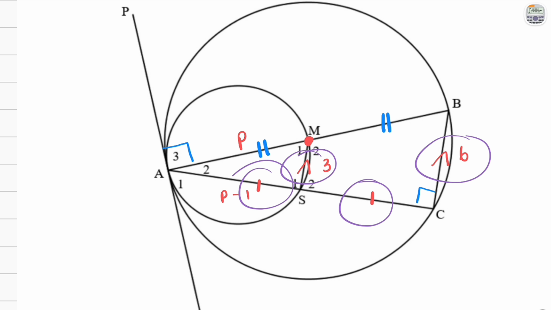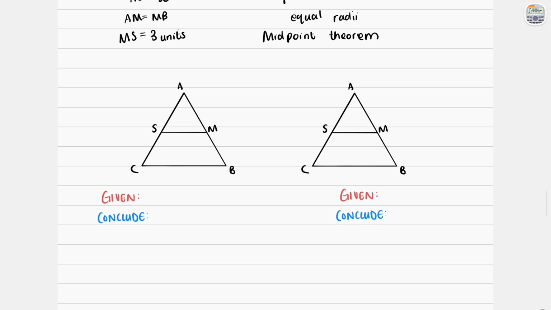So all we would have been using is the fact that we know these two are equal and these two lines are parallel. If you have these two sides being equal and the lines being parallel, then if you're finding the length of MS, this will not be because of the midpoint theorem. Rather, it will be because of the converse of the midpoint theorem. Okay, so here is what I mean by this so that you don't get confused by it.